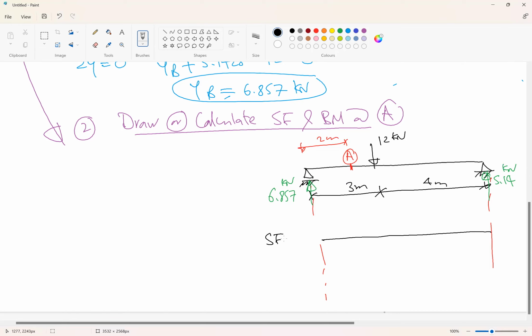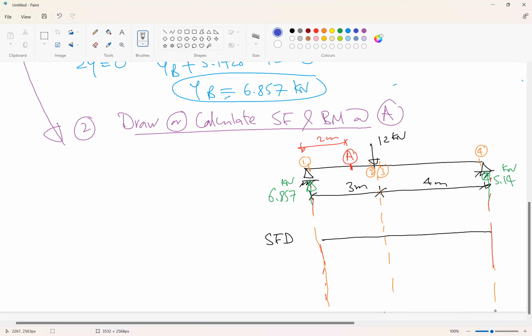So I will draw the shear force diagram first. How do we draw the shear force diagram here? If we return to our previous tutorials, this will be our first section, section number 2, section number 3, section number 4. So these are our sections.